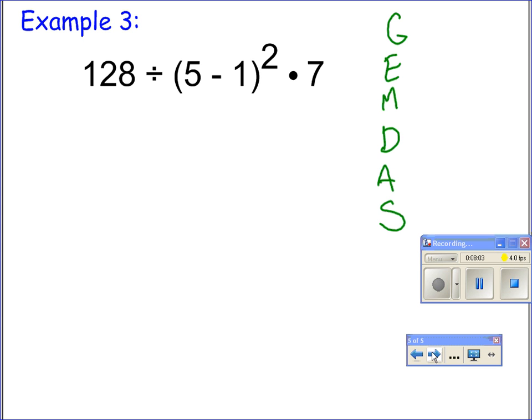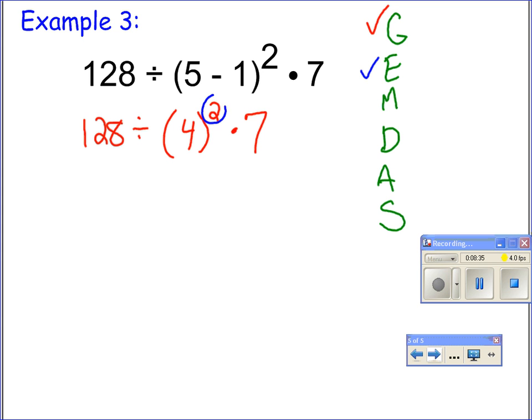So the G we're going to start with, which is grouping symbols, we're going to take care of that first. So I'm going to rewrite the 128. Inside grouping symbols, I'm going to compute 5 minus 1, which is 4. Leave the exponent next to it, and then rewrite the times 7. Okay, next step, we're going to take care of exponents. 4 squared, which is the same thing as saying 4 times 4, which is 16.